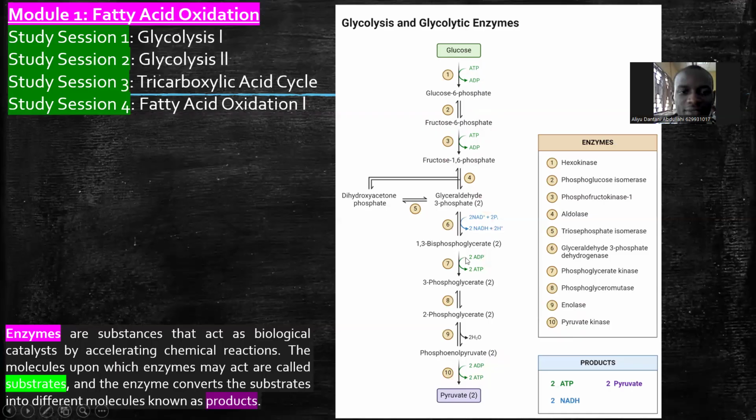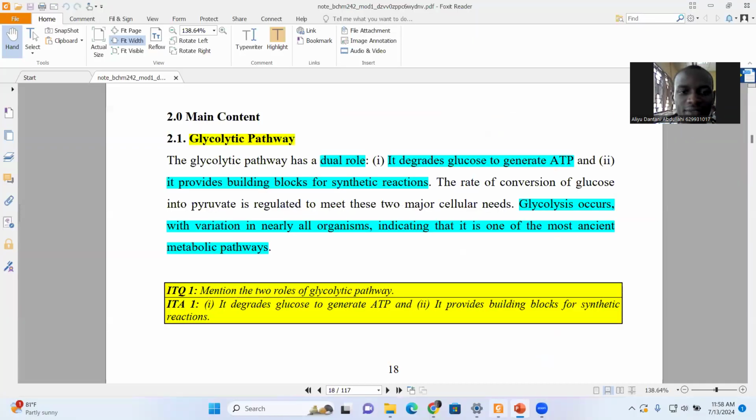Now going back to your lecture note, here we are told that the glycolytic pathway has a dual role. It degrades glucose to generate ATP. So the purpose of this pathway is to produce energy, right? Well, if you look at the initial phase of the pathway, we've not produced energy, but we've invested energy already. Two reactions where we had to invest ATP to phosphorylate a product, right?